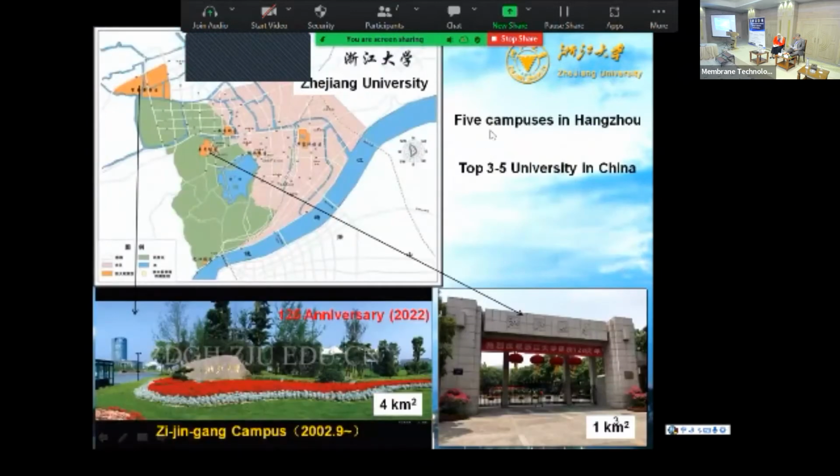And we have 5 campuses in Hangzhou. We have a very big campus, about 4 square kilometers. And my university is a top 3 to 5 university in China.